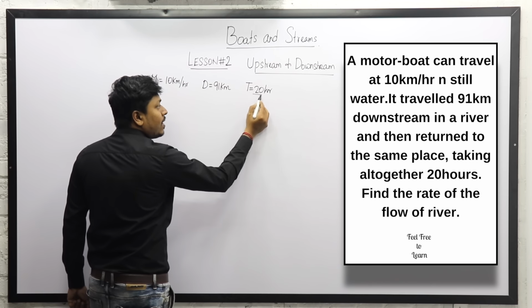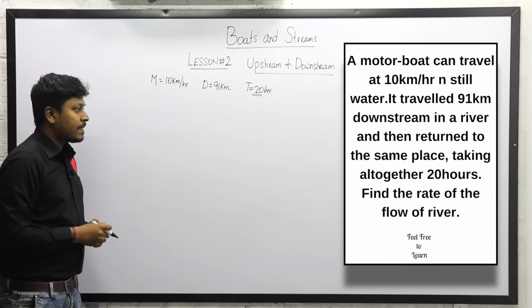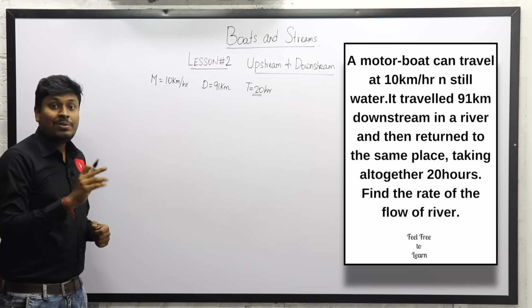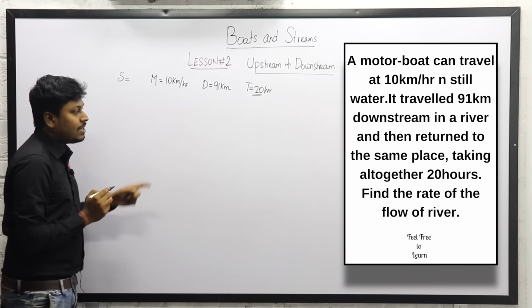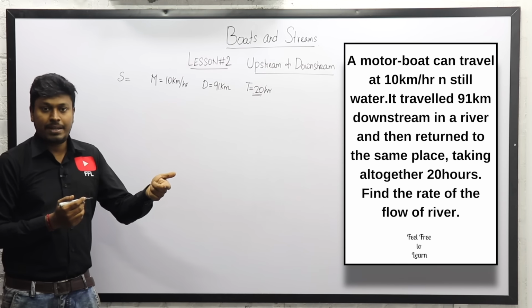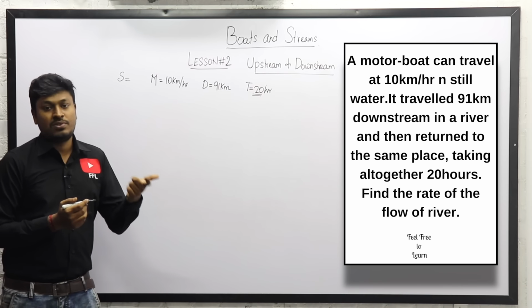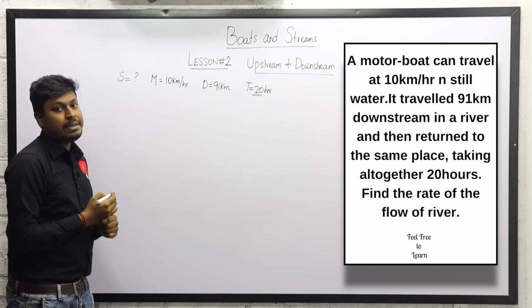Listen here, they have not given it in minutes, directly they have given it in hours, that is 20 hours. But the value they have not given is the speed of the stream. Just see here, the rate of flow of the river. What is the meaning of rate? Rate is speed, right? So the speed of the stream is not given. So our target is to find the speed of the stream.